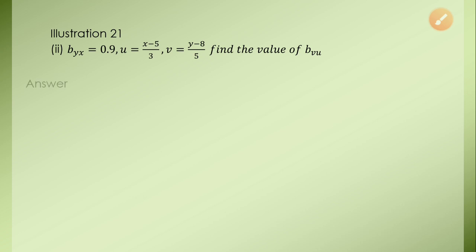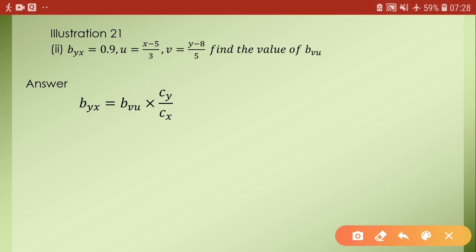Now again I told you that we have to write the formula Byx is equal to Bvu into Cy upon Cx. Byx is already given in the question, so there is no doubt on that. What about Cy and Cx? You can see 3 is divided in u. This 3 is known as Cx.